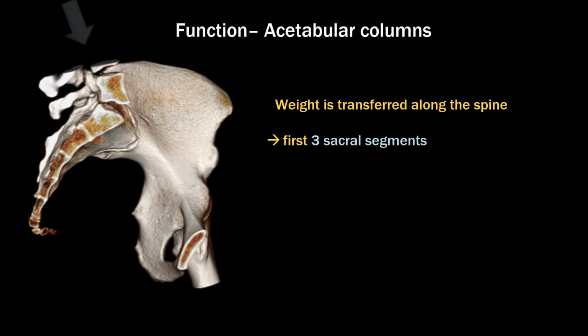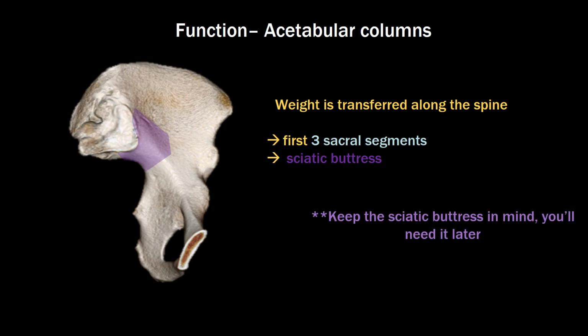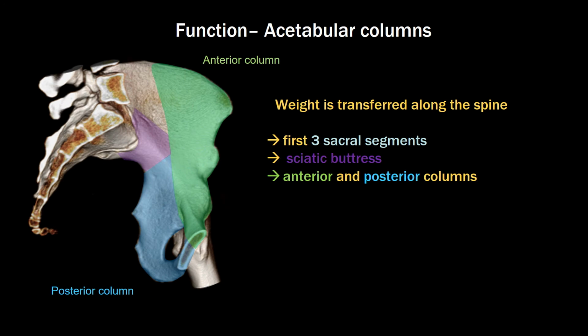And so as we think about that weight coming from the lumbar spine, it's going to get transferred to the first 3 sacral segments because those are the ones that articulate through your sacroiliac ligaments with the adjacent pelvis. So the weight is going to be transferred to those first 3 sacral segments and from there to the sciatic buttress. Now, this is not a concept that we use much in radiology. We don't talk about the sciatic buttress much, but I do want you to keep it in mind for this talk because you are going to need this concept of the sciatic buttress later. From the sciatic buttress, then, the weight is going to be transferred into the anterior and posterior columns, and from there into the lower extremity through the hip.